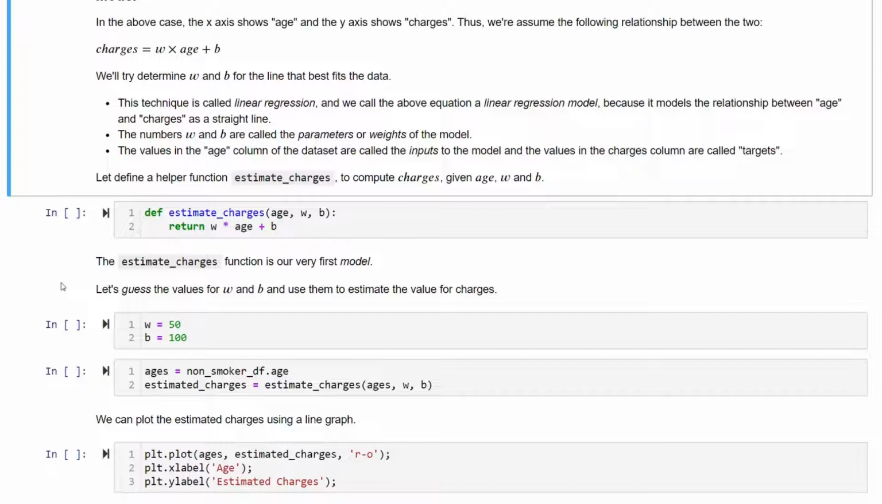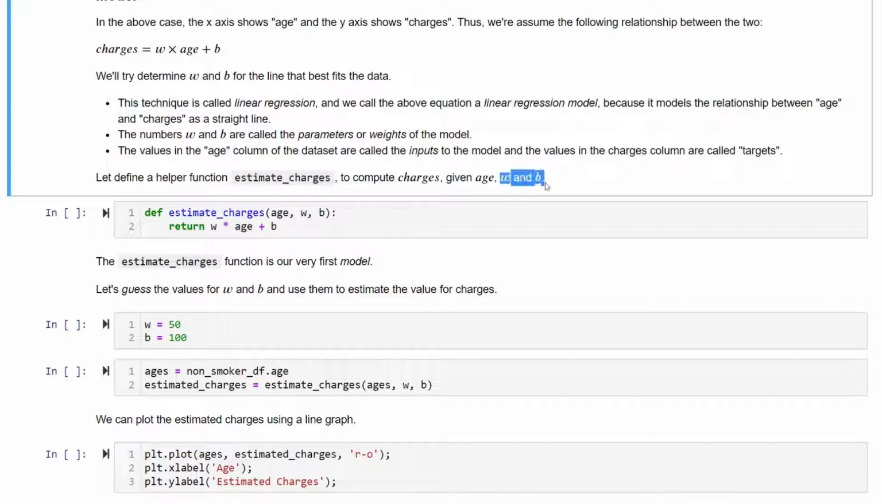Our target is to find the charges. We are calling that the targets. And what we are going to give as input is age, so we are calling the ages the input. Let's define a helper function to estimate the charges, to compute the charges of W and B.